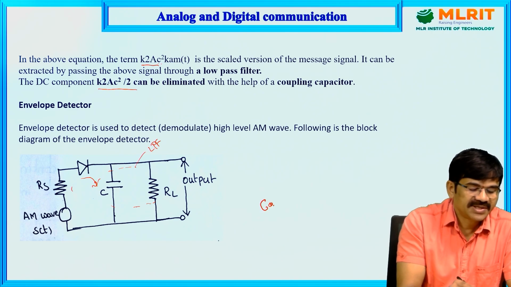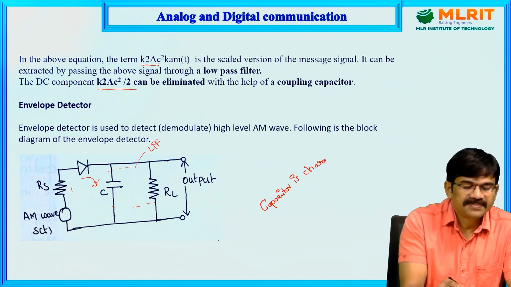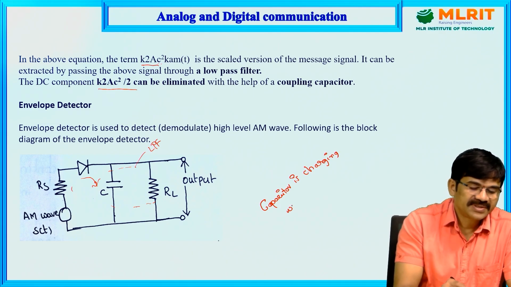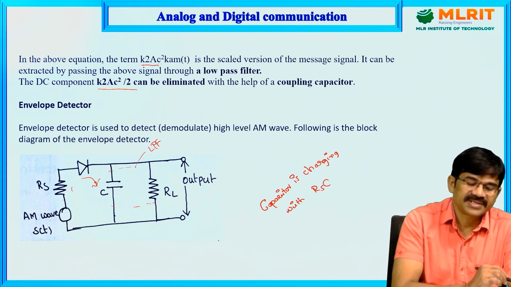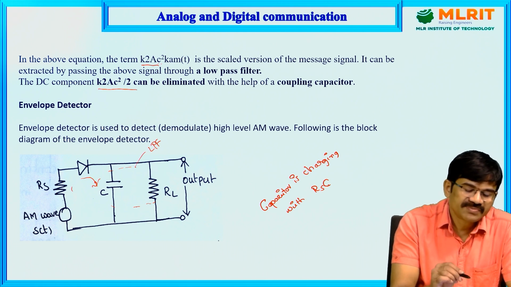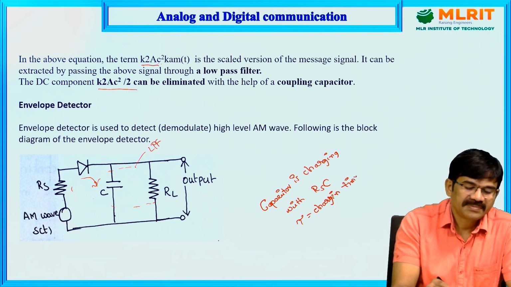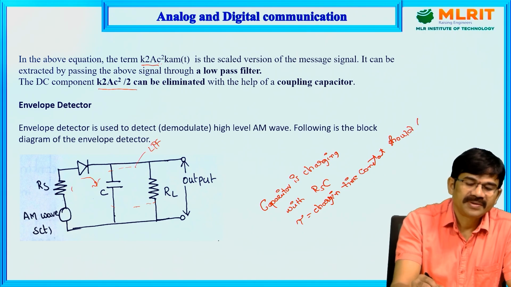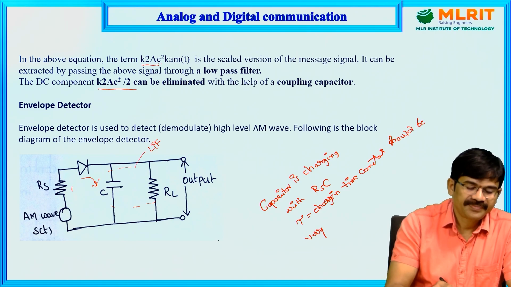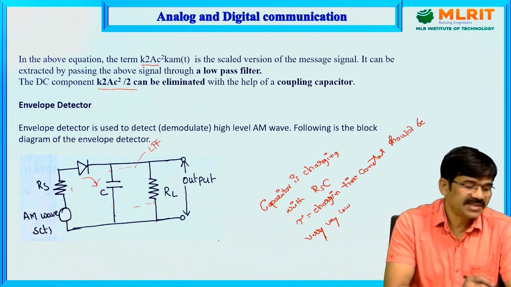The capacitor is charging with a time constant Rs C. The charging time constant tau should be very, very low. So if you maintain a very low time constant, that is, the Rs value is very small.